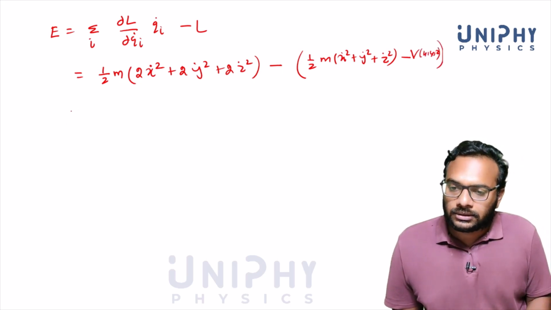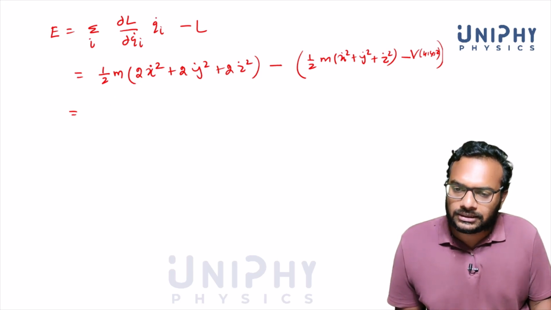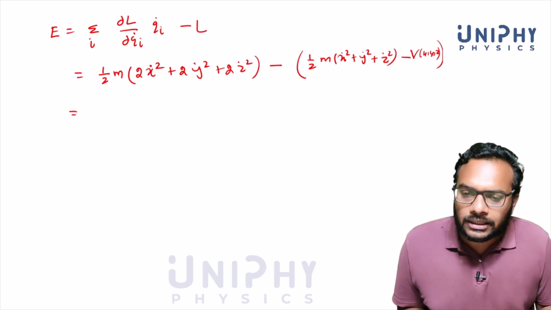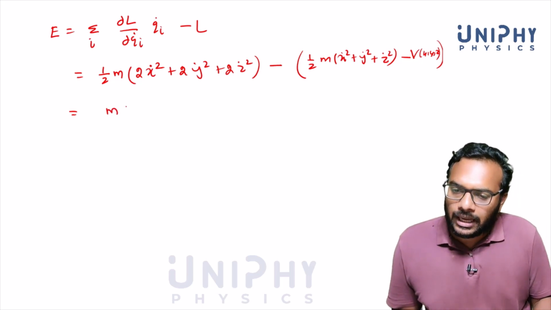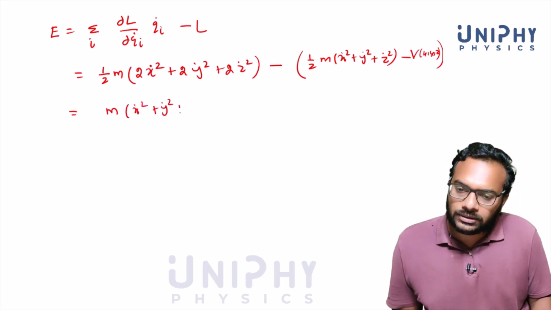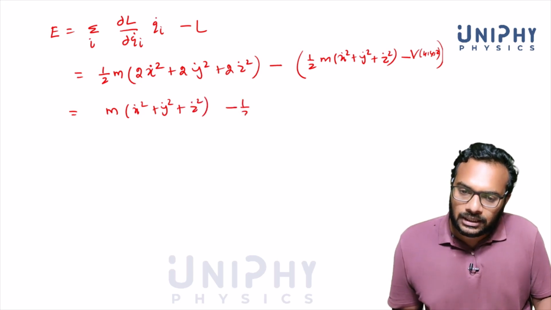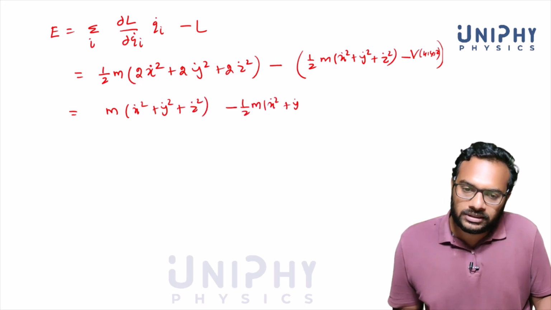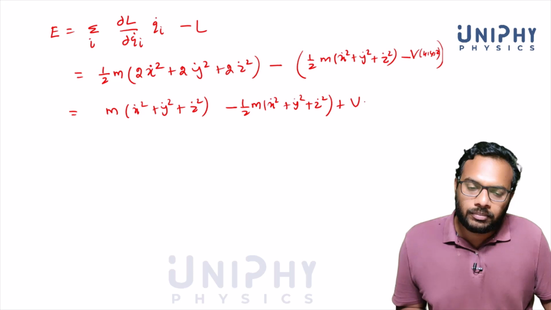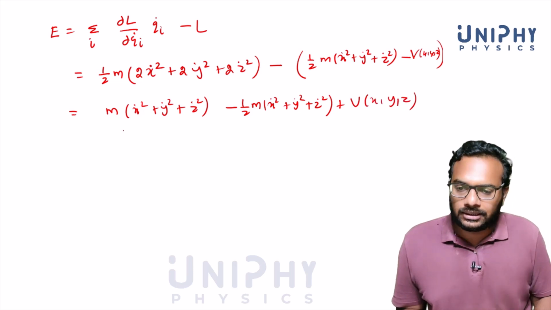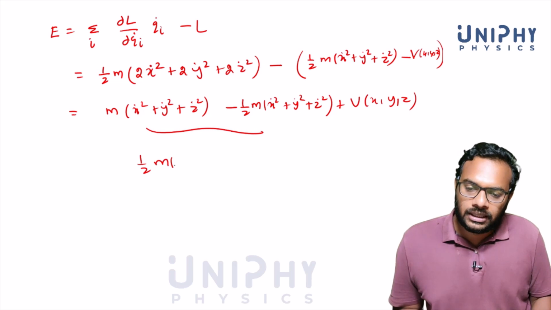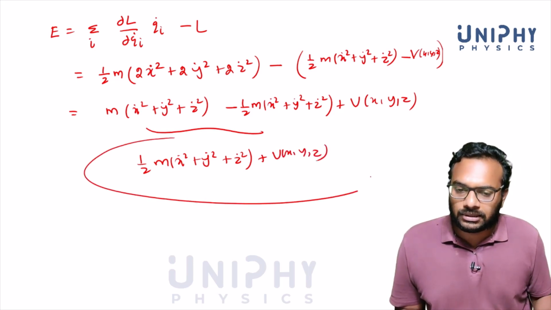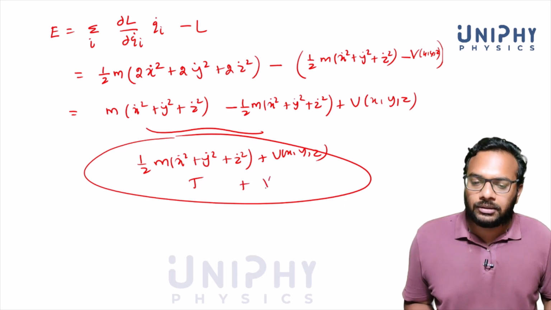You see that this 2 and this 2 get cancelled, and this is equal to m(ẋ² + ẏ² + ż²) minus half m(ẋ² + ẏ² + ż²). This minus and minus gives plus V(x, y, z). And what is this? This is equal to half m(ẋ² + ẏ² + ż²) plus V(x, y, z), which is nothing but the total energy. This is the kinetic energy plus the potential energy.